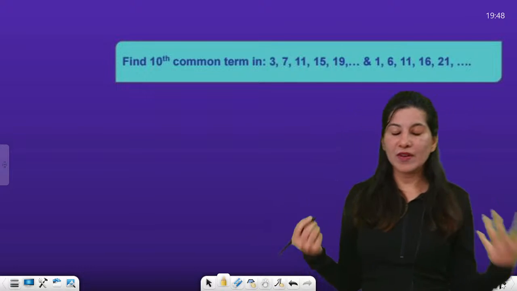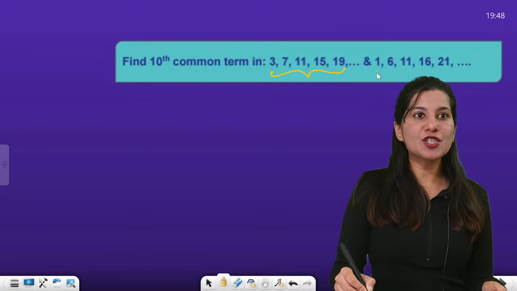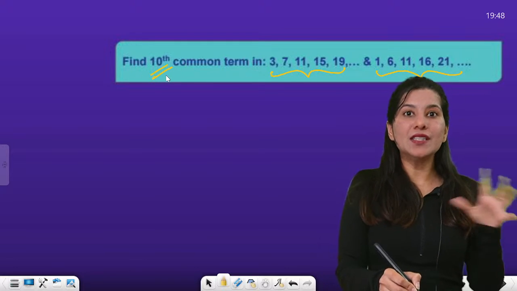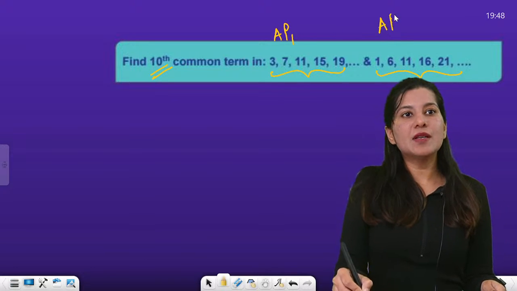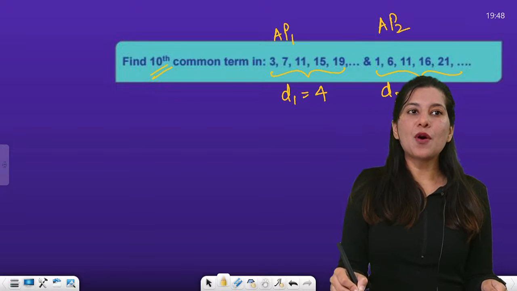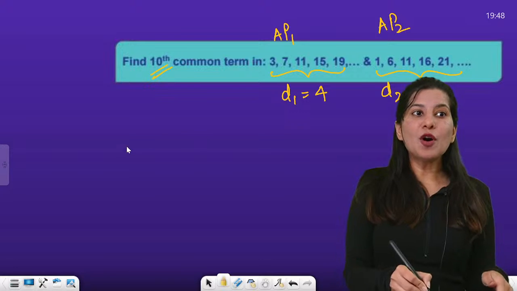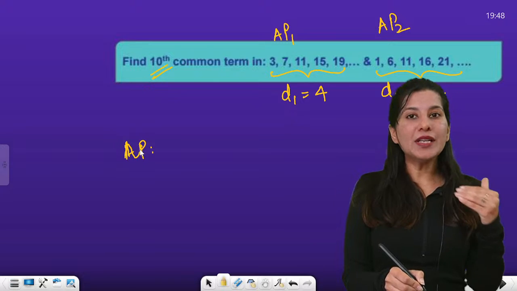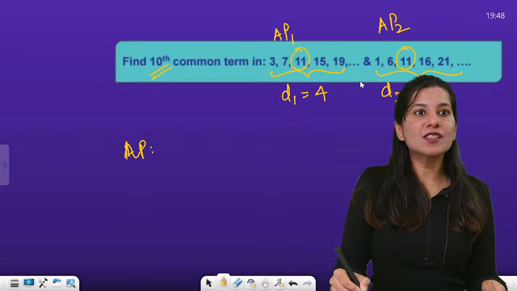Let me just tell you with the help of one example. Here you can see that this is your first arithmetic progression and this is your second arithmetic progression, and you are looking for the 10th common term. So this is AP number 1, this is AP number 2. Common difference of the first arithmetic progression is 4. Common difference of the second arithmetic progression is 5. Now you need to form a new AP which will only contain the common terms of both APs. So can you see, 11 is the very first term I'm going to get.